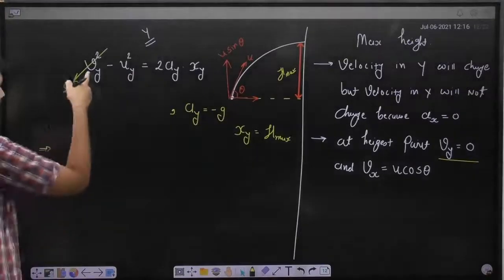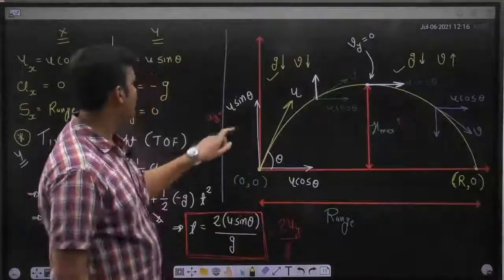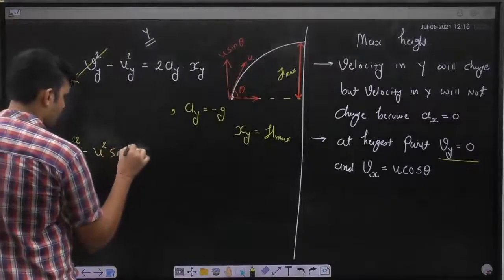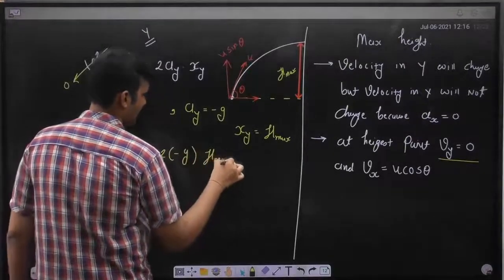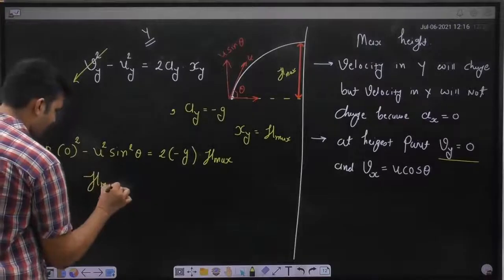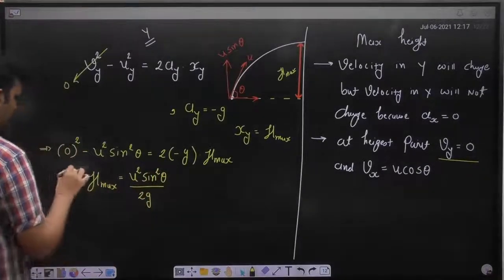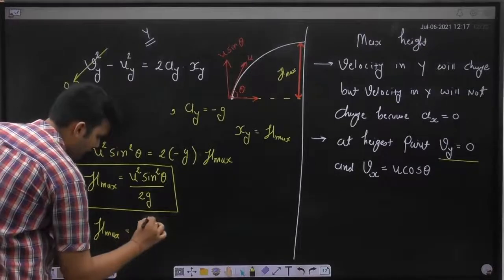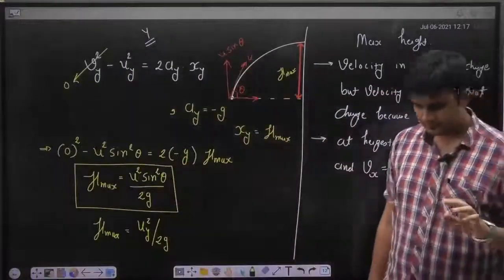So here I should actually write 0 square minus initial velocity in y, which is u sin theta. So it is u square sin square theta is equal to 2, acceleration in y is minus g, into h max. So this minus and minus cancels out. So h max comes out to be u square sin square theta by 2g. Or you can remember it as u y square by 2g. Yes or no? Is that fine?